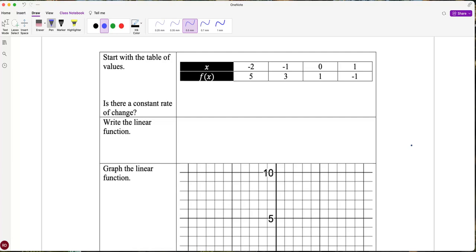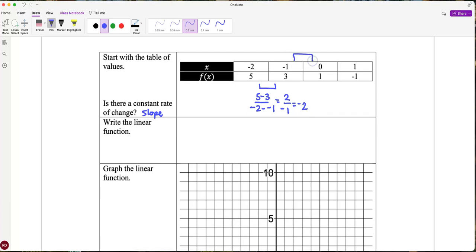Let's look at this one. Is there a constant rate of change? Rate of change is just slope. So if I look at these first 2 points, the rate of change is going to be what? 5 minus 3 over negative 2 minus negative 1. So this is 2 over negative 1, or negative 2.